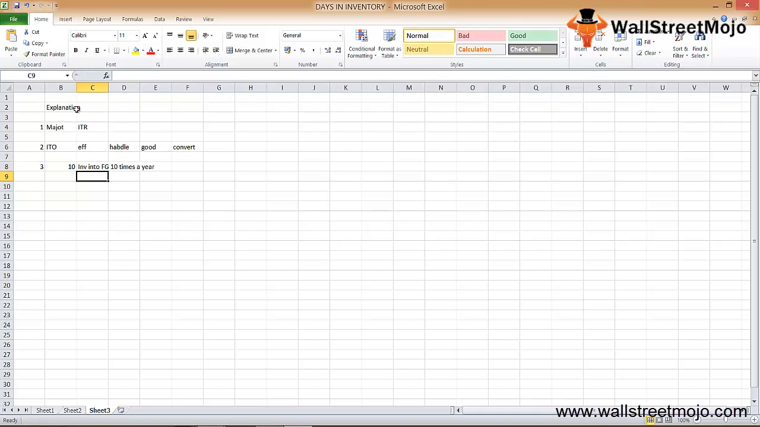Okay, and there comes the value of the inventory days formula. So if we consider there are, let's say, 365 days in a year, we can see the days it takes for the firm to transform the inventory into finished goods or the finished stock. So all we need to do is divide 365 by 10 times. That will give us 36.5 days in inventory to transform the inventory to the finished goods. So this is what the interpretation goes, right?